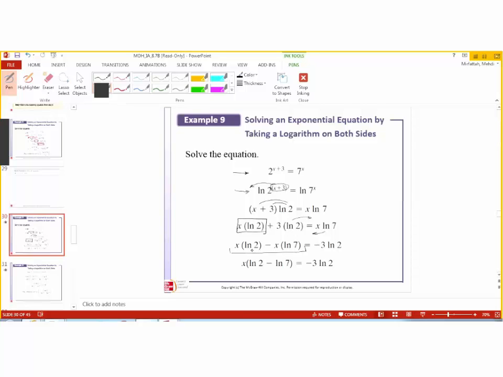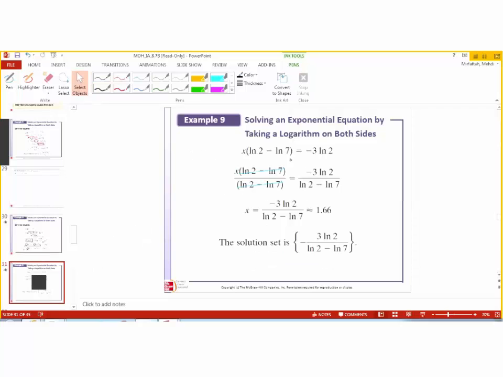And remember the property that we have here. In this case, we can factor the x out now, because that's what we have in common. So therefore x would be equal to minus 3 natural log of 2 over natural log of 2 minus natural log of 7. And then you just have to use a calculator to get the solution set here.